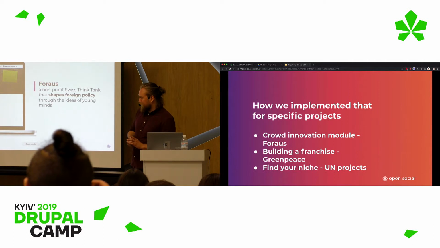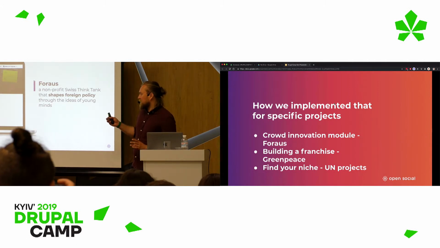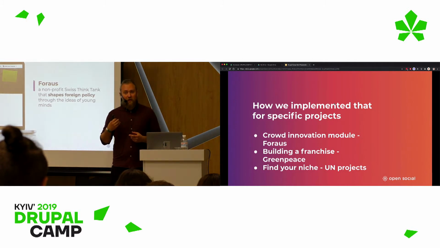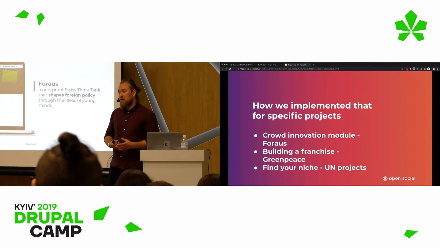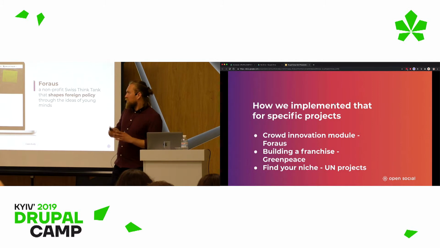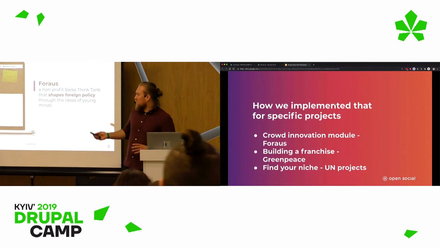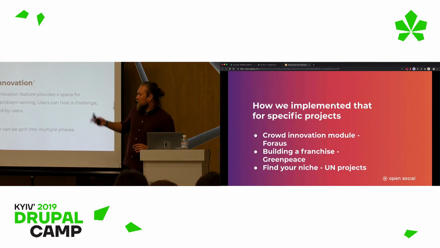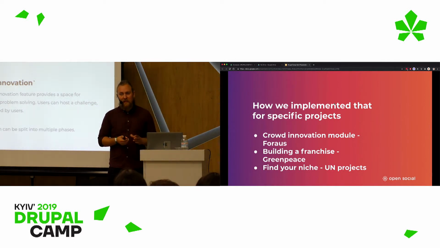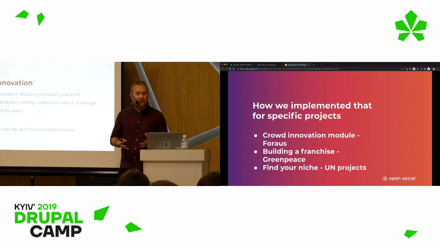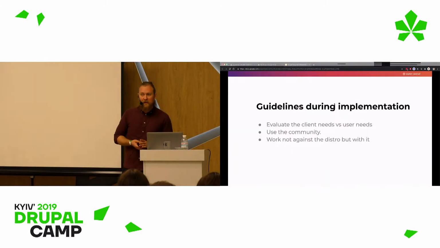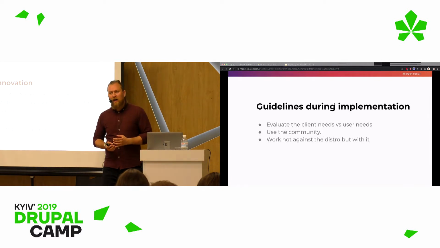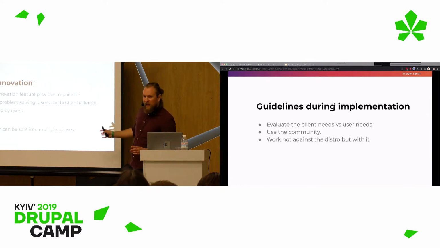So what we did here is we sat down with them in a workshop, worked out what the features and the requirements are, and implemented this in OpenSocial. What came out is a crowd innovation feature, which basically does the same as their real-life workshops, but in an online guided process to find the best ideas. I don't want to go too much into the details of the actual feature.